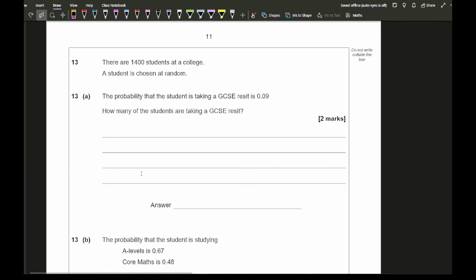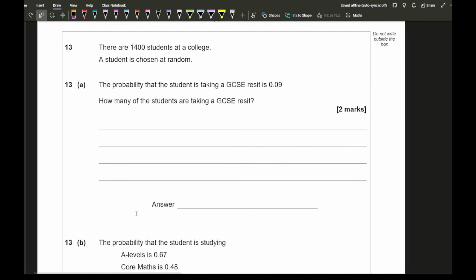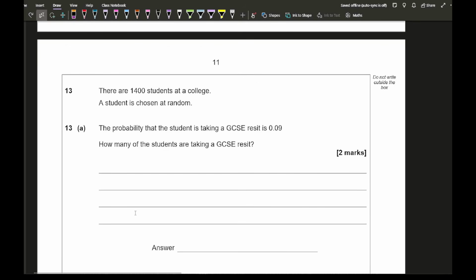Now, moving on to question 13, it says there are 1,400 students at a college. A student is chosen at random. The probability that students taking GCSE reset is 0.09. How many students are taking the GCSE reset? So for this, what we need to do is we need to do 1,400 multiplied by 0.09. And if I type that straight into my calculator, I get an answer of 126.